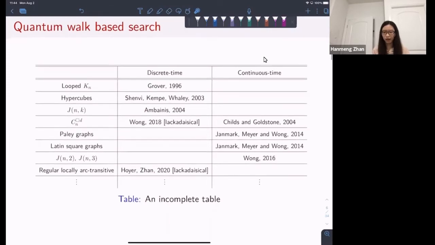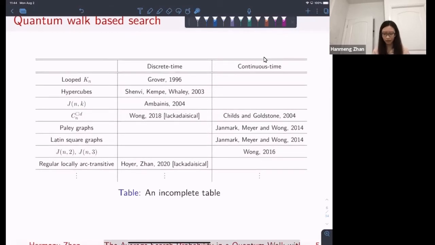In 2004, Ambainis proposed an algorithm to treat another problem called the element distinctness problem. It turns out that algorithm is also equivalent to a quantum search walk on the Johnson graph, where K is chosen according to N. Okay, and then there are many variants of these search algorithms. People try to modify this algorithm to achieve better results.